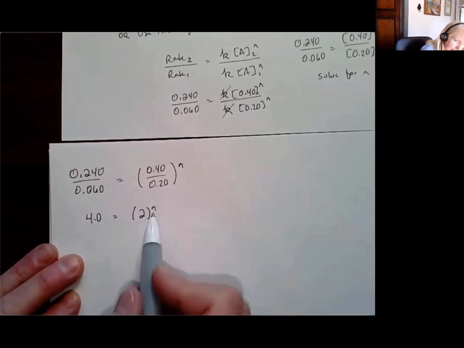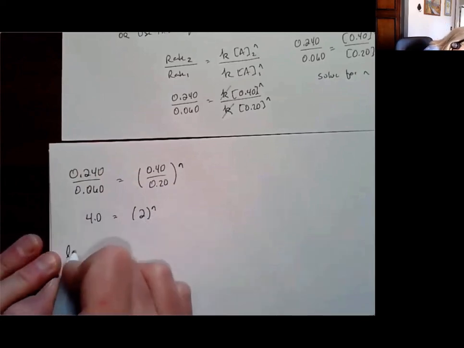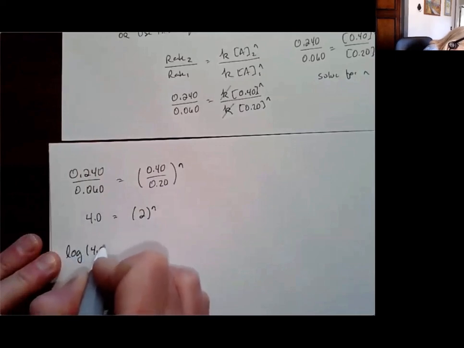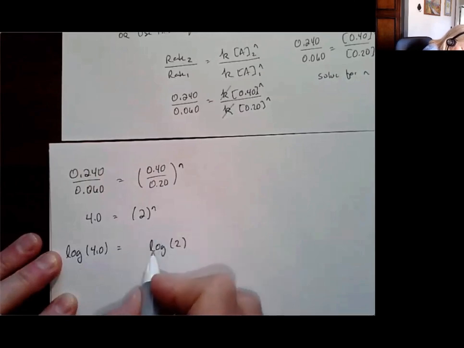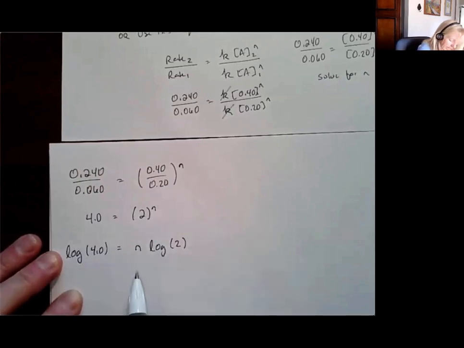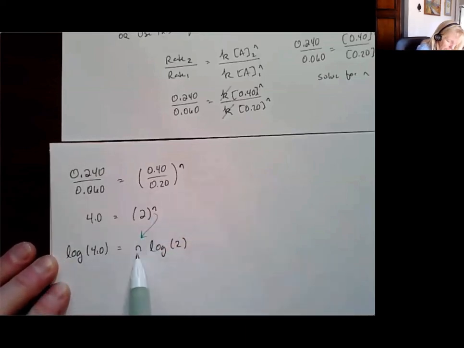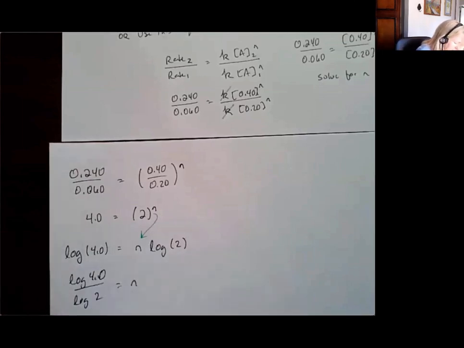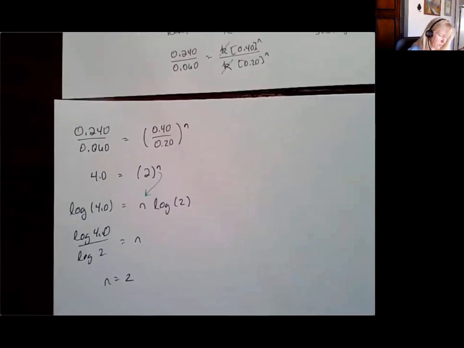So if I want to get N by itself, I'm going to take a log of both sides. So that's going to be log of 4.0 equals log of 2 to the N. And by doing that, it allows me to pull N out there. So that gets N by itself. So if I take the log of both sides, I can pull N out, and then I just do the log of 4 divided by the log of 2 equals N, and N is going to be 2. So I could find my reaction order that way. I could work it out.